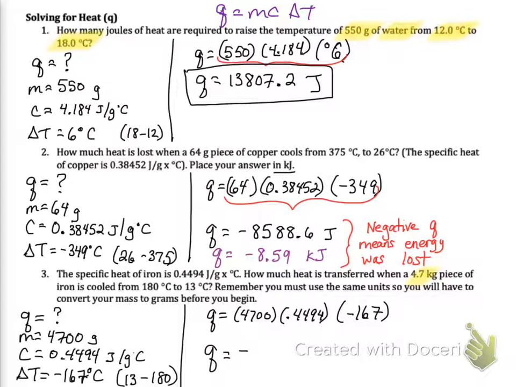And the energy lost is negative 352,734. If we wanted to, we could convert that into kilojoules. We would just divide by 1,000, and that's negative 352.7 kilojoules, which is a more manageable number.